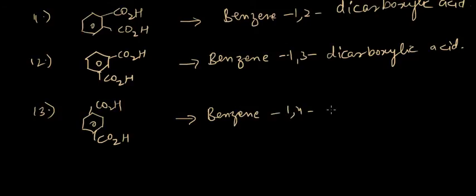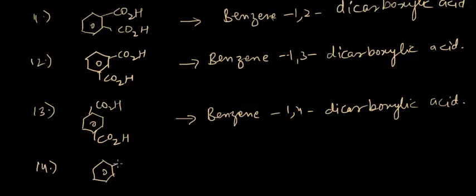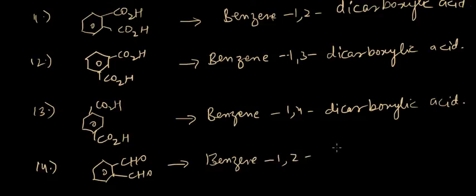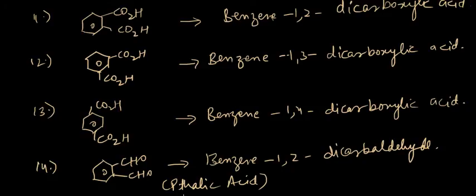This would be called benzene 1,4-dicarboxylic acid. Okay. And let's look at the last example. What would this be called? Just pause the video and roll it over in your mind. Yeah. So this would be called benzene 1,2-dicarboxaldehyde. Okay, so this is also called phthalic acid, just for you guys to remember the common name.